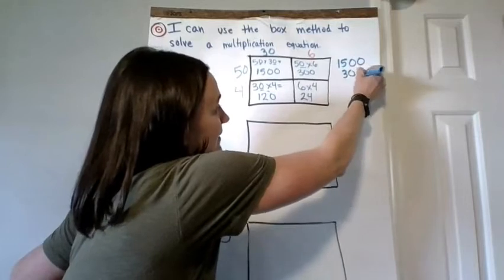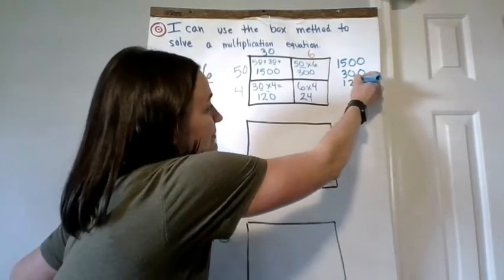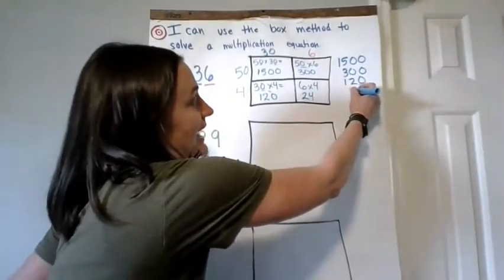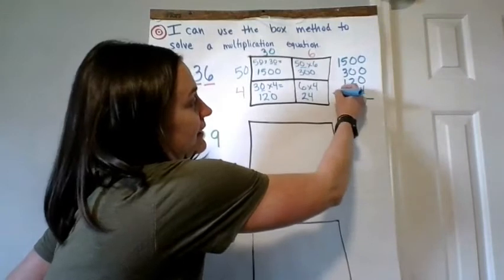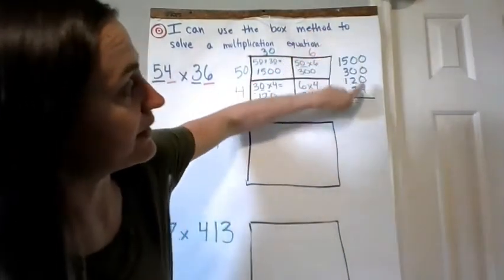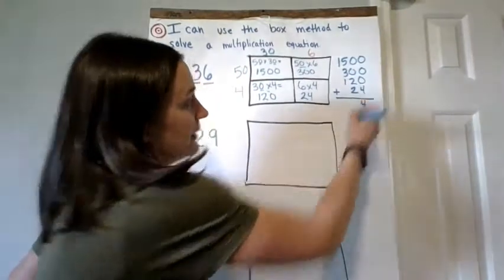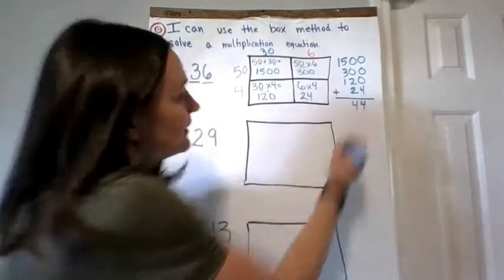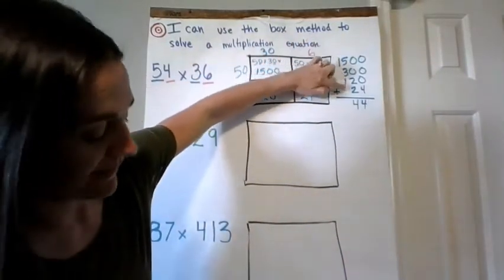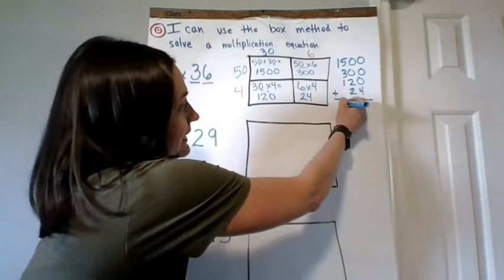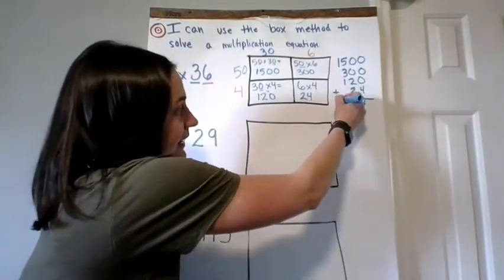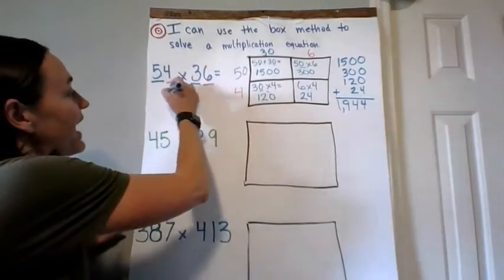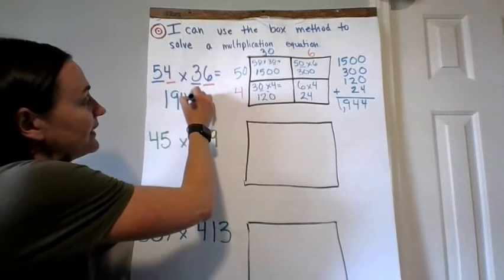I'm going to stack my numbers, making sure I stack my hundreds under my hundreds, my tens under my tens, my ones under my ones, so it's easy to add. Add all my ones: 0, 0, 0, and 4 makes 4. 0 plus 0 plus 2 plus 2 makes 4. 5 plus 3 makes 8, plus 1 more makes 9. And 1,000 plus nothing equals 1,000. So my answer for this one is 1,944.